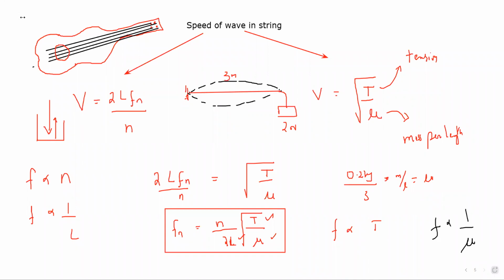Then another topic which is about the Doppler effect. What is the Doppler effect? The term Doppler effect means it is a relative change in frequency due to motion of the source or observer.